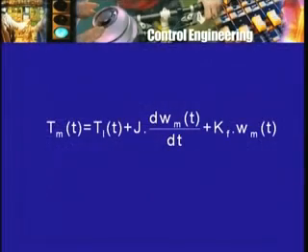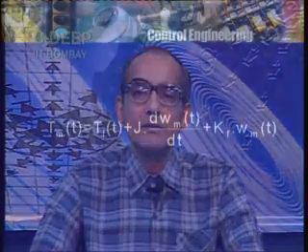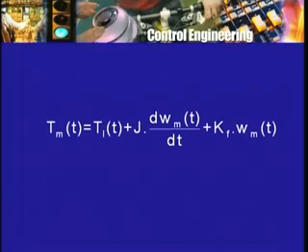The generated torque, the torque generated by the force acting on the conductors, is equal to the load torque, the opposing torque somewhere, grinding machine, lathe, what have you, plus whenever there is a speed change, there is this accelerating or decelerating term, J d omega m by dt, and there is the inevitable friction, and therefore we have an opposing torque due to friction, which we are modeling by Kf into omega.